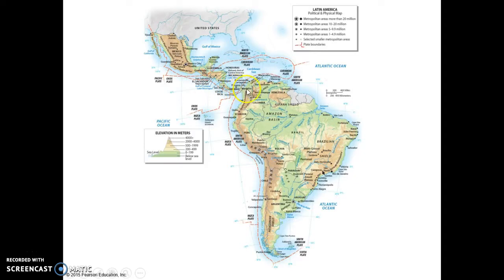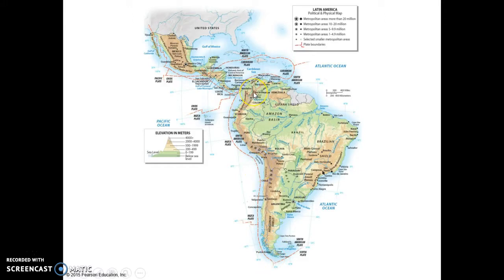But where the big thing happens is when we get to South America, which is the Andes. The Andes is the second highest mountain range in the world, second only to the Himalaya mountains. And notice how long it is. It's about 5,000 miles long, beginning here in Venezuela and coming all the way to the very tip of South America in Chile.